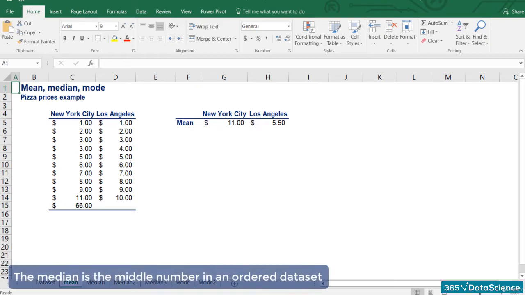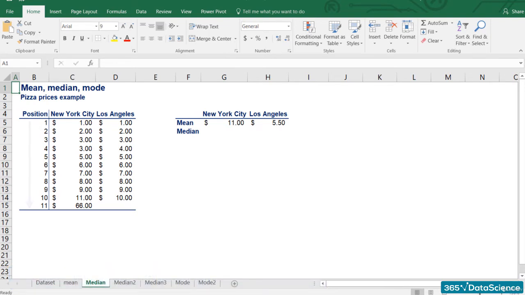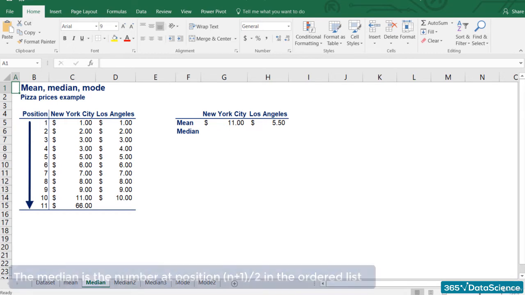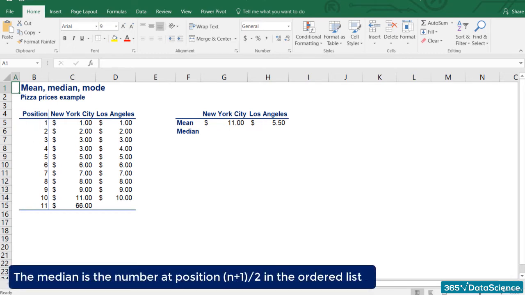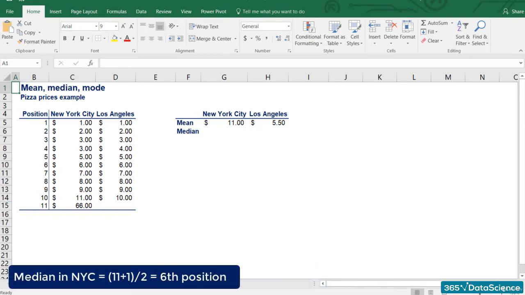The median is basically the middle number in an ordered data set. Let's see how it works for our example. In order to calculate the median, we have to order our data in ascending order. The median of the dataset is the number at position n plus 1 divided by 2 in the ordered list, where n is the number of observations. Therefore, the median for NYC is at the 6th position, or $6. Much closer to the observed prices than the mean of $11, right?